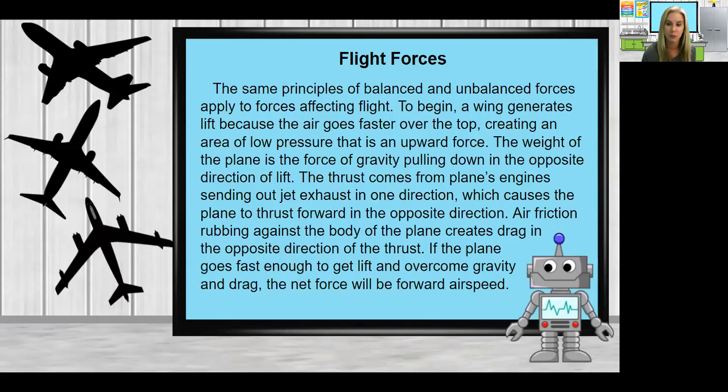The thrust comes from the plane's engine, sending out jet exhaust in one direction, which causes the plane to thrust forward in the opposite direction. That's Newton's third law of motion, if you think back to that. Air friction rubbing against the body of the airplane creates drag in the opposite direction of the thrust.